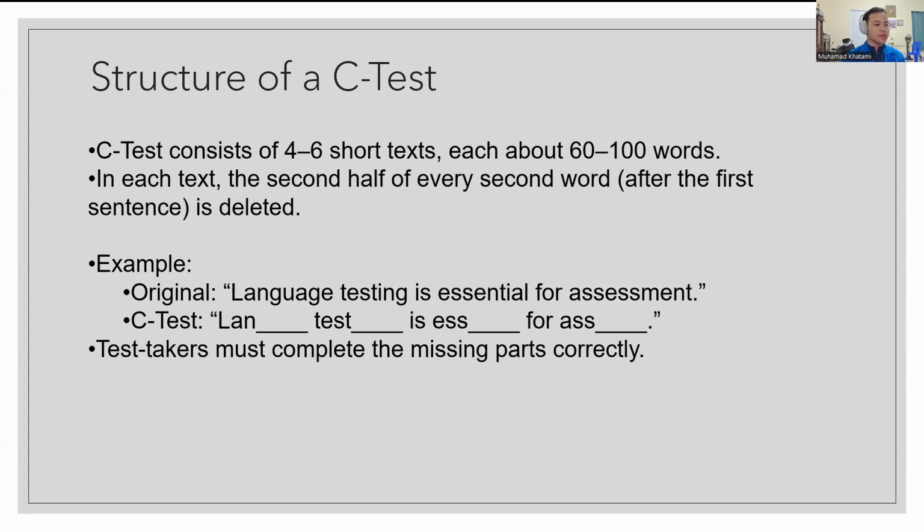For example, the original sentence is: language testing is essential for assessments. But for the C-test version, as you can see in my slideshow, half of the words from language, testing, essential, and assessments are missing. This is where the test takers, or the students in question, must complete the missing words correctly.